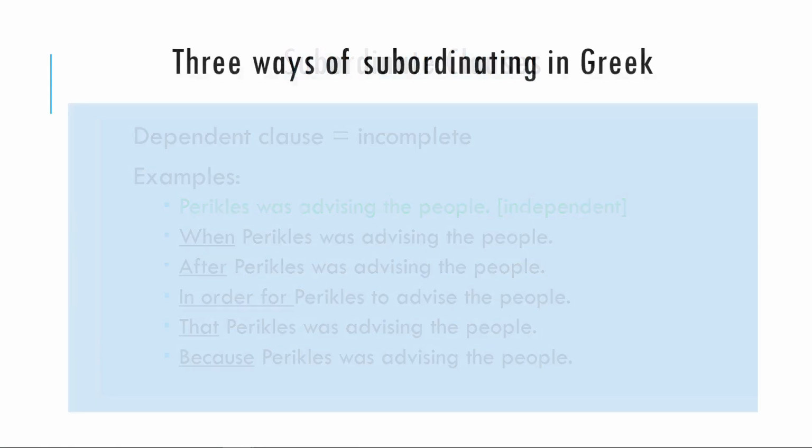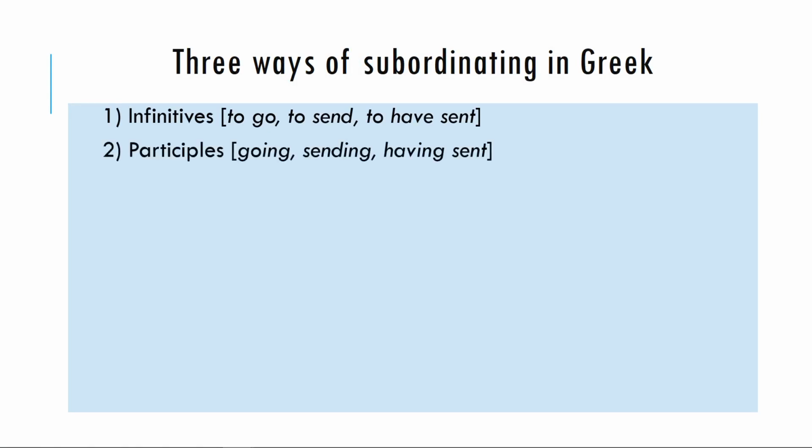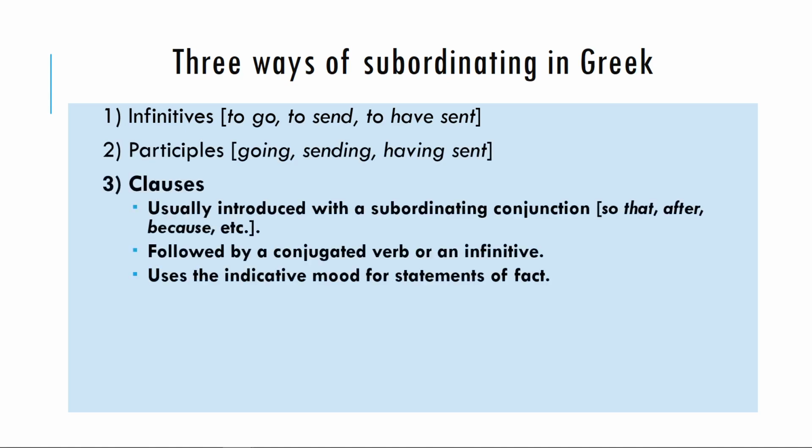And there are 3 ways of subordinating in Greek that we're going to go through in turn. One is to use an infinitive. We can make a kind of subordinate clause using infinitives, which we'll come to in a little bit. Another one is to use participles, which is a cheap and easy way to make a subordinate clause, which we will also come to in a bit. But for now, we're going to talk about proper subordinate clauses introduced by a subordinating conjunction, not a coordinating conjunction. So words like so that, after, because, since, with the result that.